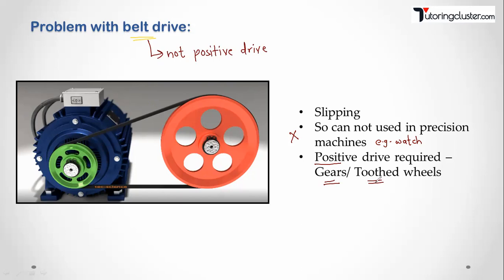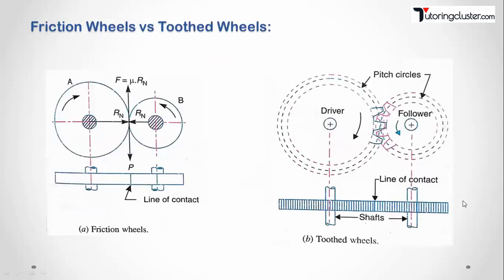So I hope you have understood how power transmission takes place, first thing, and second, why belt drives are not used in precise machines. Okay, the reason is it causes slipping. Right, there are chances of slipping of the belt from the pulley. Okay, right. So to avoid this slipping or to get a positive drive, we are going to use gears. Now these gears can be considered as tooth wheels.